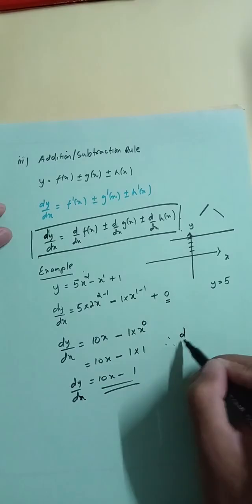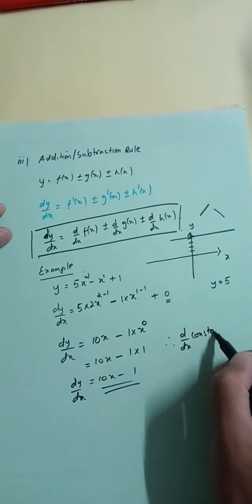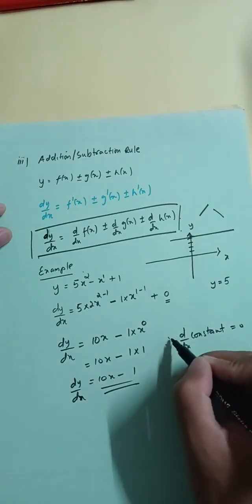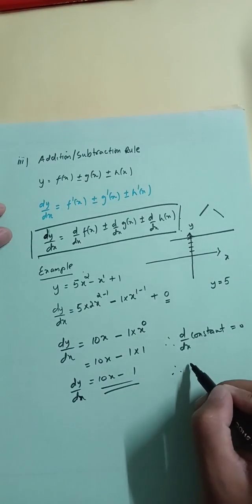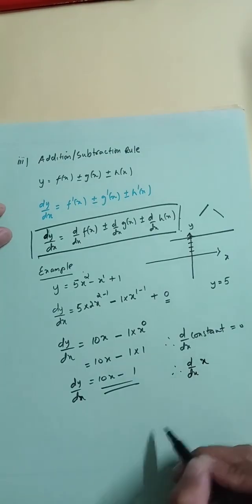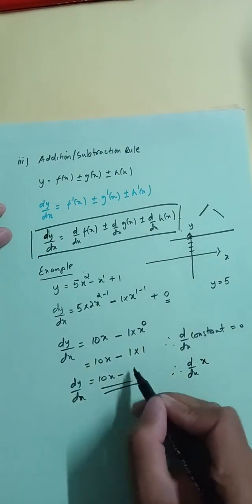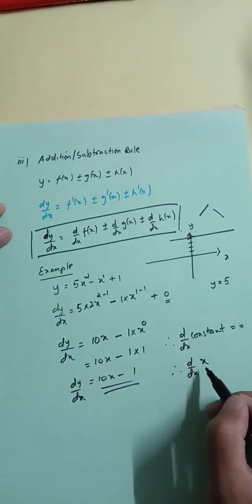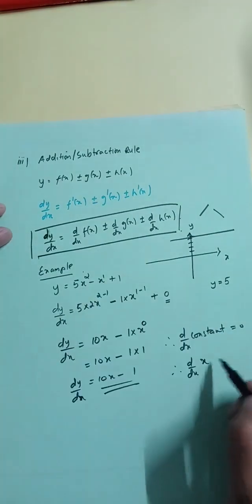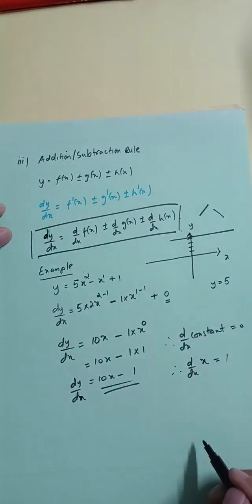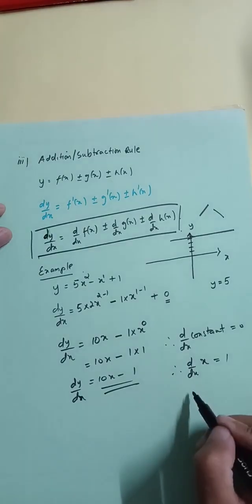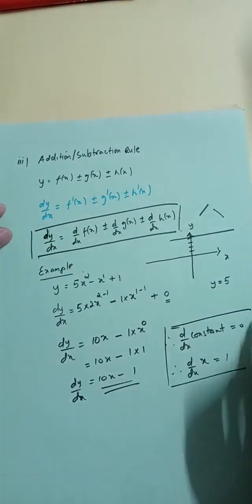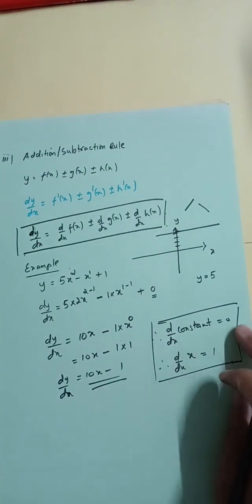An important note from now on: d by dx of a constant is always equal to 0, and d by dx of x is directly equal to 1. Remember both of these: d by dx of a constant is 0 and d by dx of x is 1.